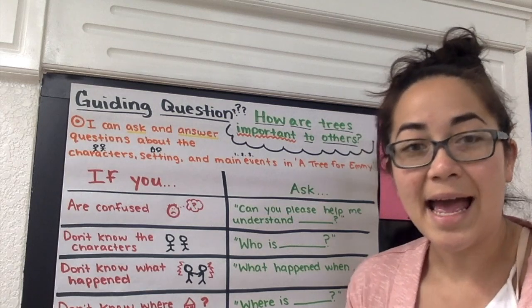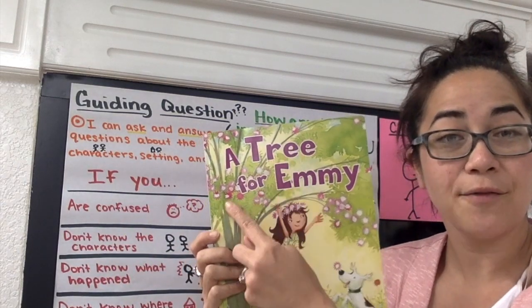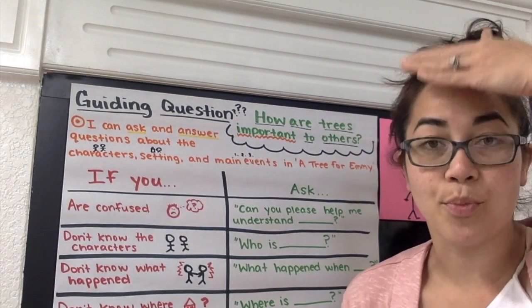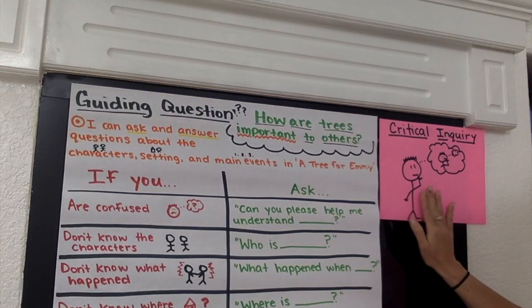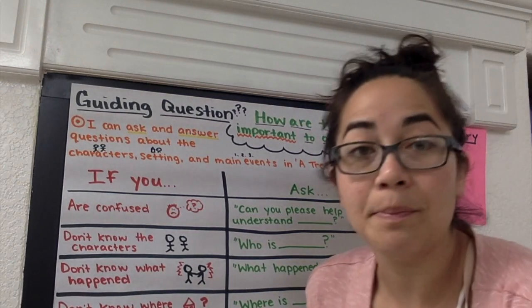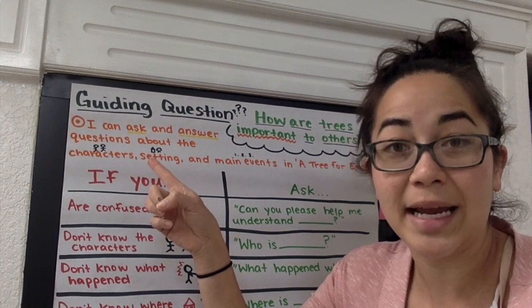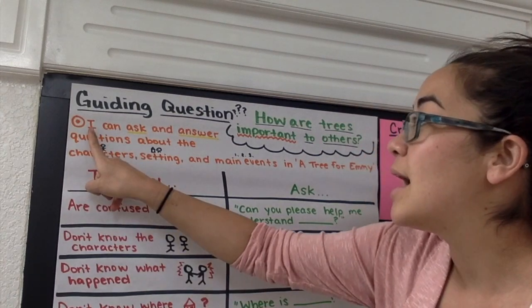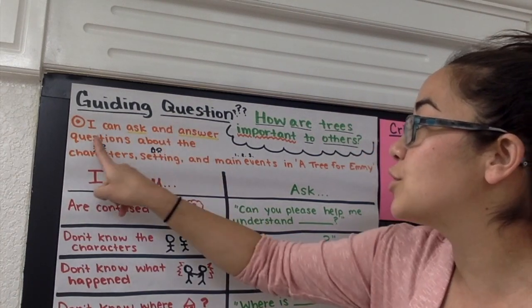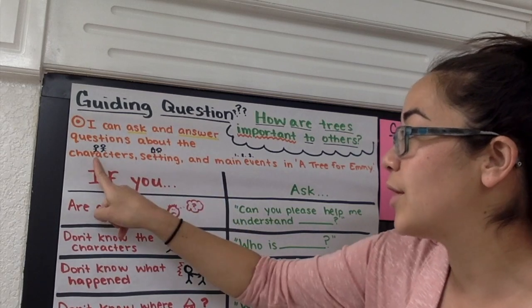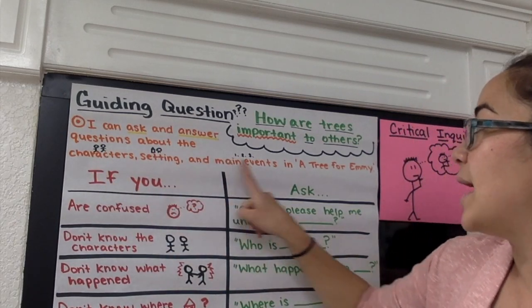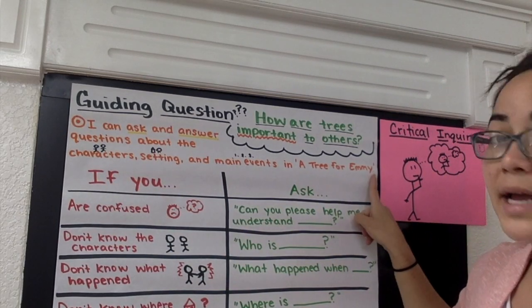So today, as we read A Tree for Emmy, we're going to use our brain and our character trait, critical inquiry, to meet this learning target right here. Let's go ahead and read it. I can ask and answer questions about the characters, setting, and main events in A Tree for Emmy.